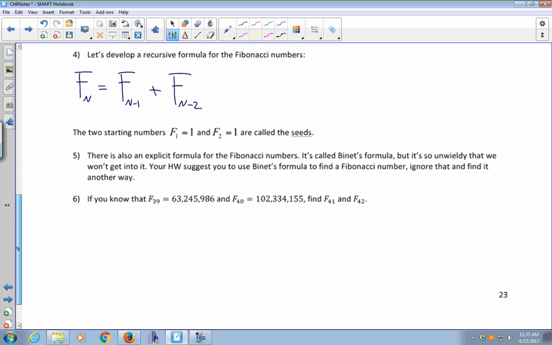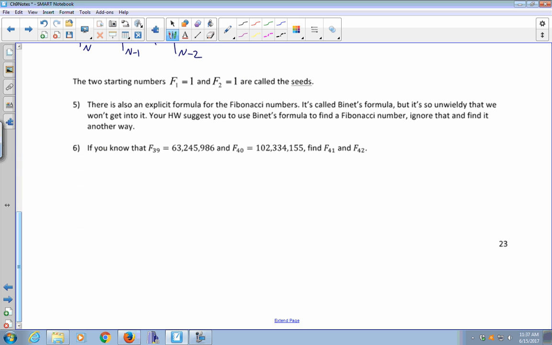There's also an explicit formula for the Fibonacci numbers. It's called Binet's formula, but it's pretty unwieldy, and we're not going to get into it. Your homework in my math lab might suggest that you use Binet's formula to find a Fibonacci number. Just ignore that advice and find it another way. So if you know F39 and F40, you can just add them together to get F41.